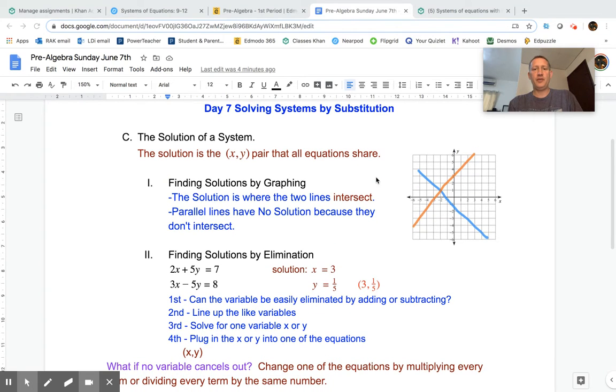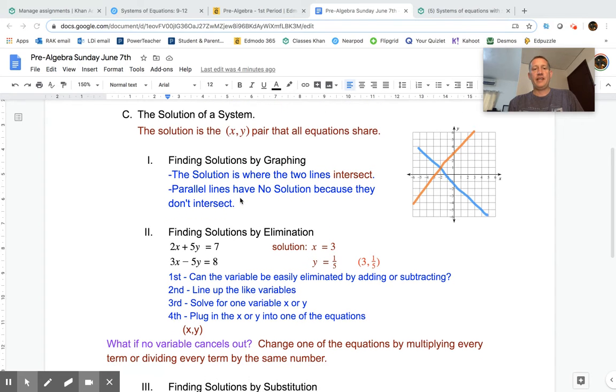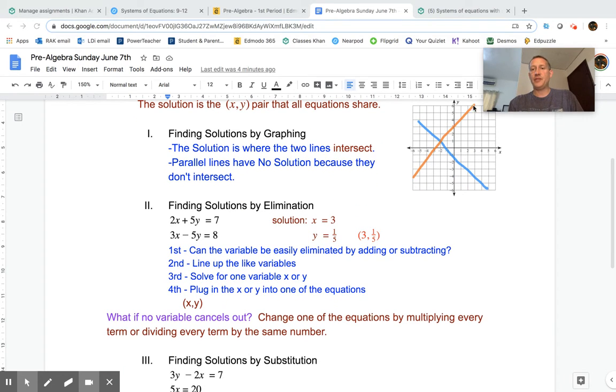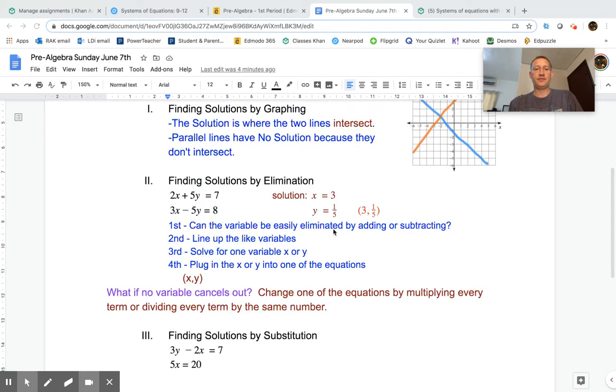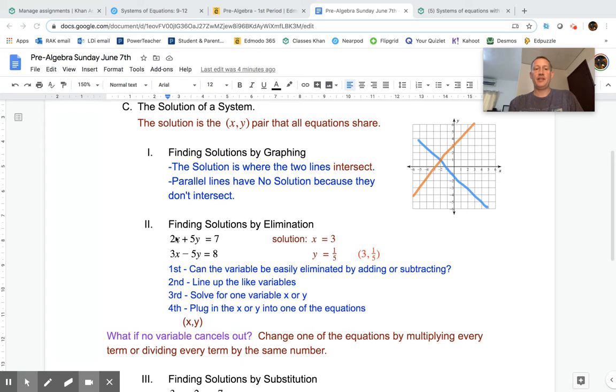So to review, a solution makes both equations true. So it's going to be an x and y pair that both equations share. Now, for graphing, if you remember, it's where the two lines intersect. It's where the two lines meet. And so that x and y coordinate is the solution. But we can also find it without graphing them by using elimination.